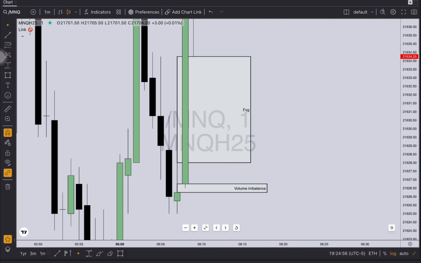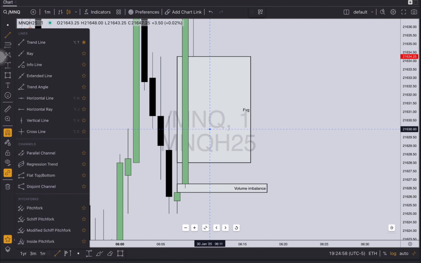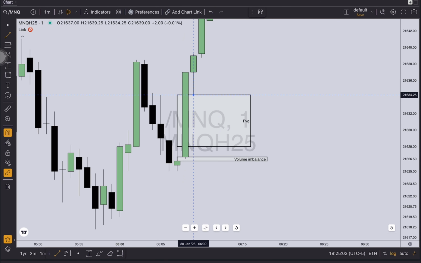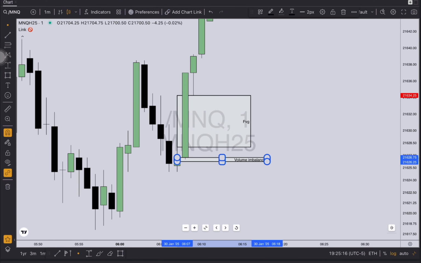Now, this, as we said, is a fair value gap right here. And this little bit is a volume balance. Now, when we have a fair value gap and a volume balance, like so, they are merged. So what do I mean by this? The volume imbalance now is deleted, and the fair value gap becomes this entire thing.